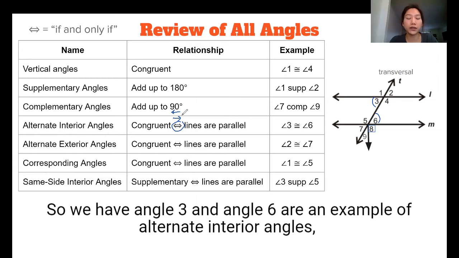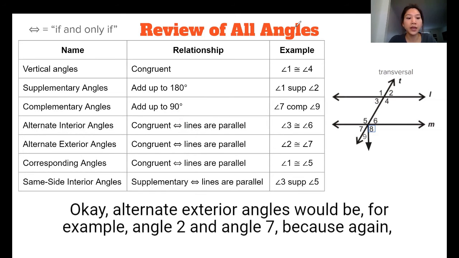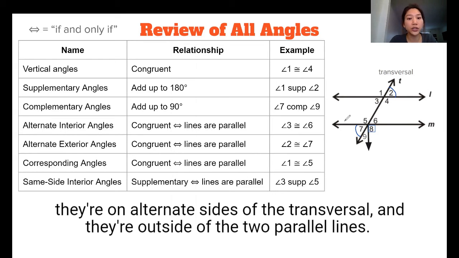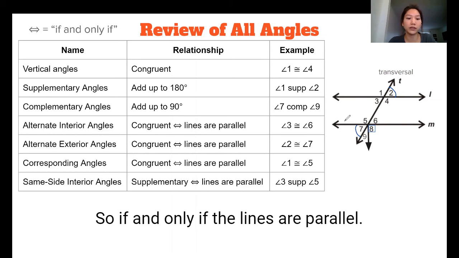Okay, so angle 3 and angle 6 are an example of alternate interior angles, but angle 4 and angle 5 would also be another pair of alternate interior angles. Alternate exterior angles would be, for example, angle 2 and angle 7, because again, they're on alternate sides of the transversal and they're outside of the two parallel lines. And they're again going to be congruent as long as the lines are parallel. So if and only if the lines are parallel.